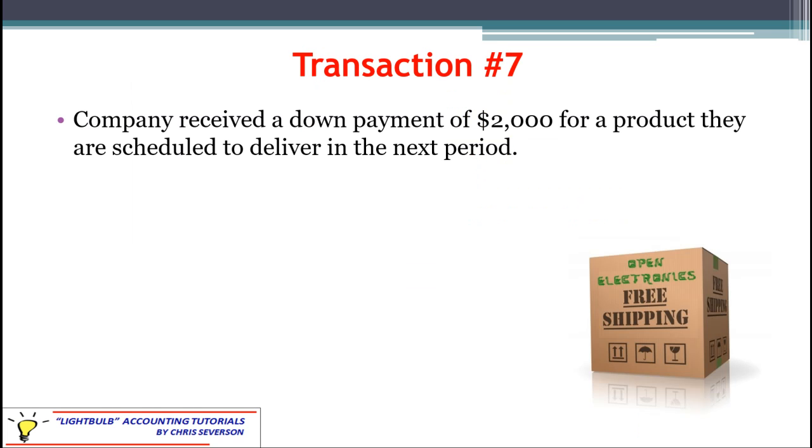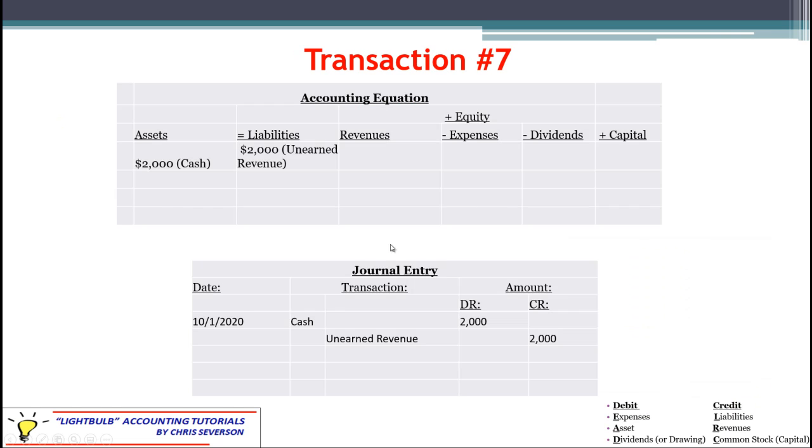Transaction 7, very similar, just another example of an unearned revenue. I'm just trying to show you different types of verbiage that you may see in the problems that you're dealing with. Here the company received a down payment of $2,000 for a product they're scheduled to deliver in the next period. So in this case, it's going to still be an increase to cash and an increase to unearned revenue, now for $2,000. Still a debit to cash to increase it, and a credit to unearned revenue to increase that liability. So it's the same transaction, just the dollar amount's different, and the verbiage for the problem is a little bit different as well.